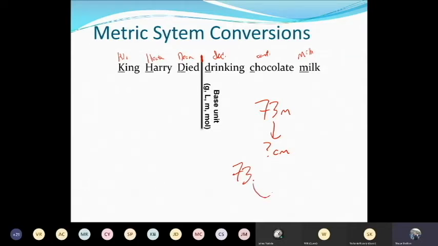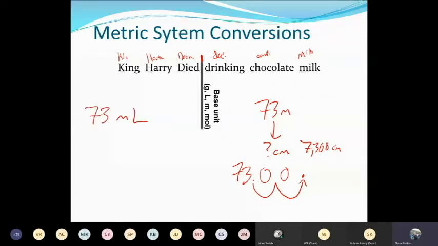So we're going to move the decimal place 2 places to the right. Now, where you have these gaps, you're going to put zeros in. So what we end up having is 7,300 centimeters. That's how many centimeters are in 73 meters. All we're doing with this chart is figuring out a way to move the decimal place left or right. All right. So now let's say that we have 73 milliliters.